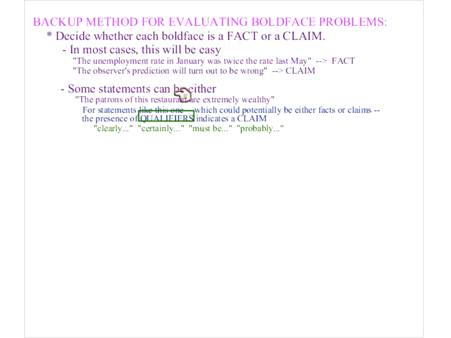Okay, give me a smiley face if you guys understand, A, the distinction between claim and fact, and B, how to tell, especially in borderline cases like this.